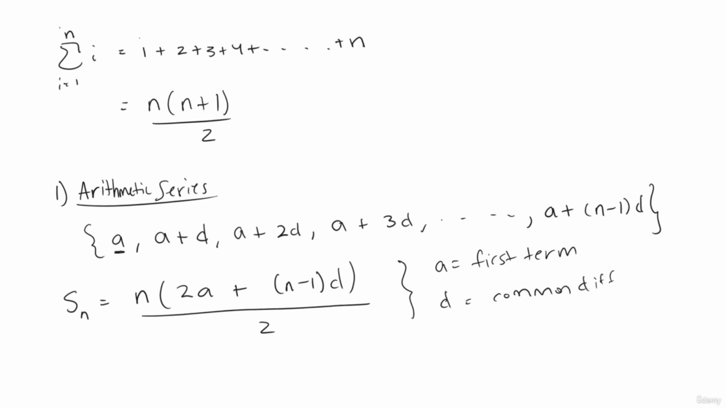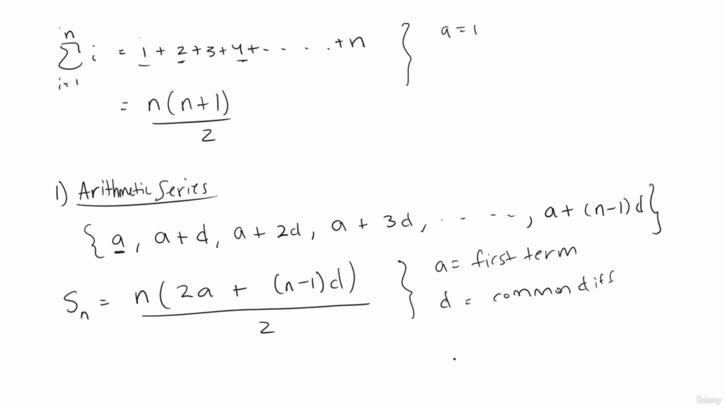And so if you look at this first summation here, a is going to be 1. And then if you notice, every single one of these is just going to be 1 plus i minus 1 times d. So this number 2 right here is going to be 1 plus 1 times d, which is 1 plus 1 times 1, sorry. And that's going to be 2. And then this is going to be 3. 3 is going to be 1 plus 2 times 1, which is 3.